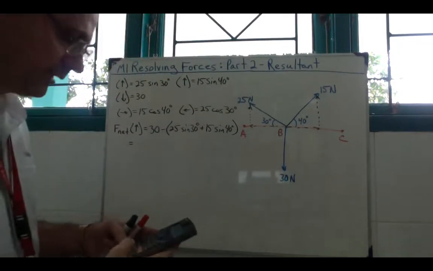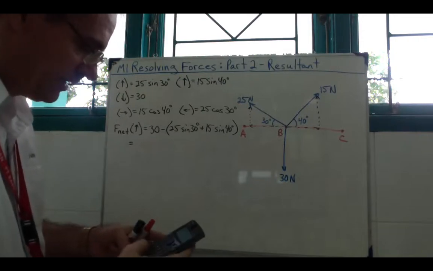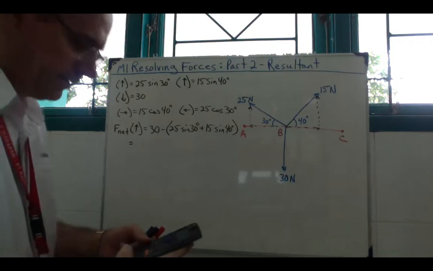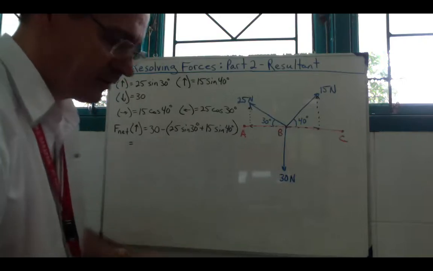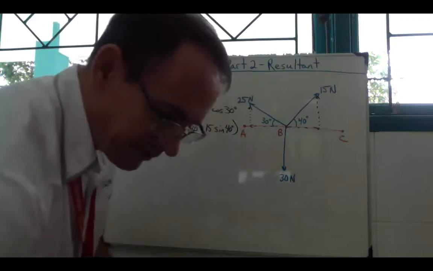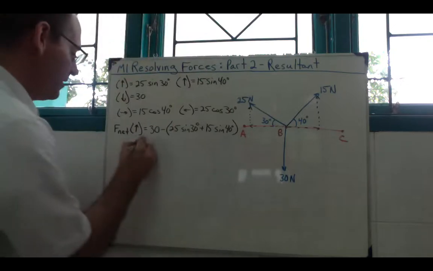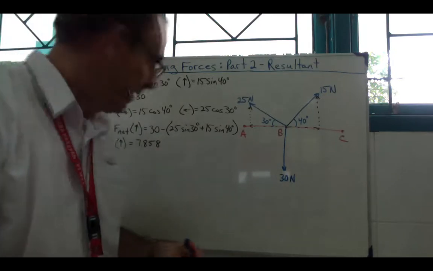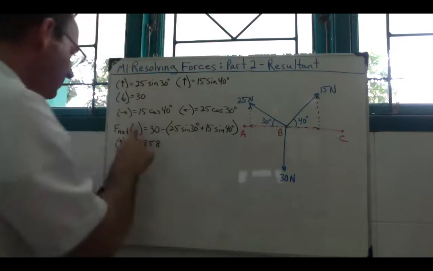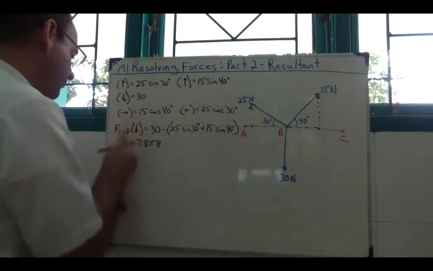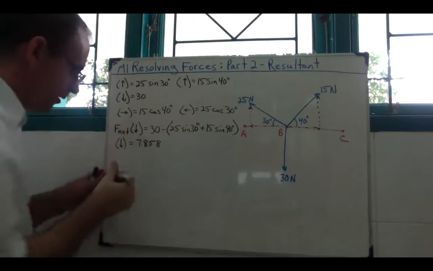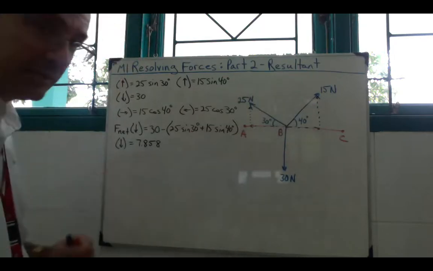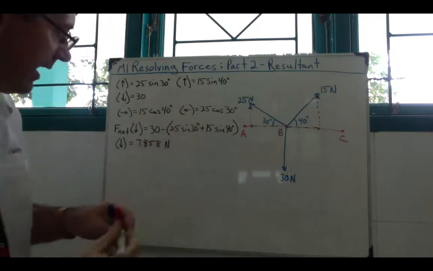So when we do that, 30 minus 25 sine of 30 plus 15 sine of 40 gives us 7.858. Since it was positive, we know that the bigger force is, sorry, actually going down, because I put the 30 first. So this is the net force in the down direction, because the 30 is bigger than these other two by a little bit. So it's going down at 7.858 newtons.